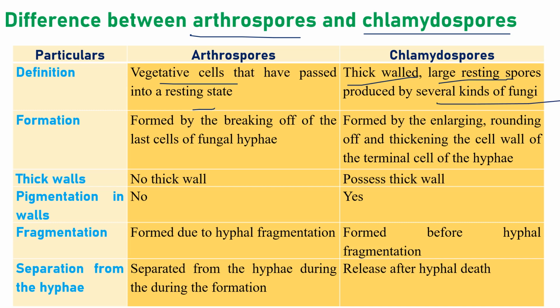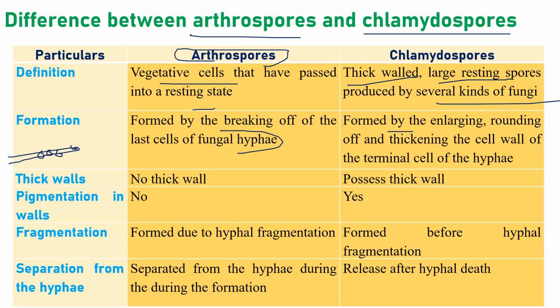So the next one is formation. Generally they are formed by the breaking of fungal hyphae. So you can imagine this is the fungal hyphae that breaks into small fragments and starts to behave like spores, that is called arthrospores. Arthrospores are sometimes known as oidia also.